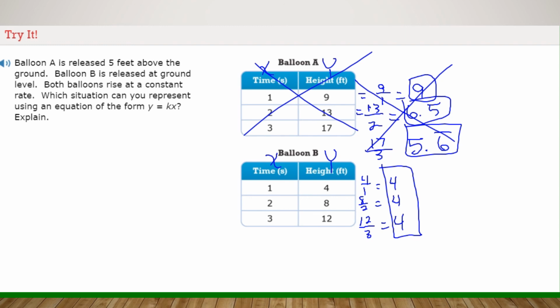So that means we can build an equation for balloon B. So our proportional equation is, remember, k is our constant of proportionality, and we just figured that out here. So our proportional equation will look like y equals 4x.